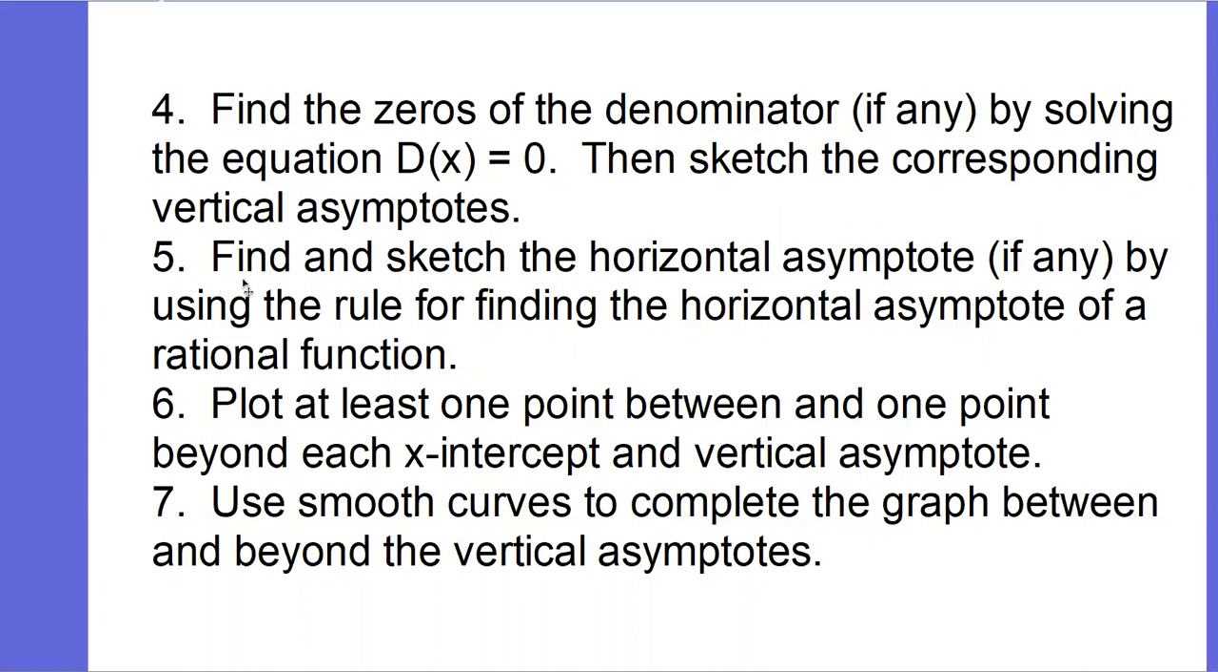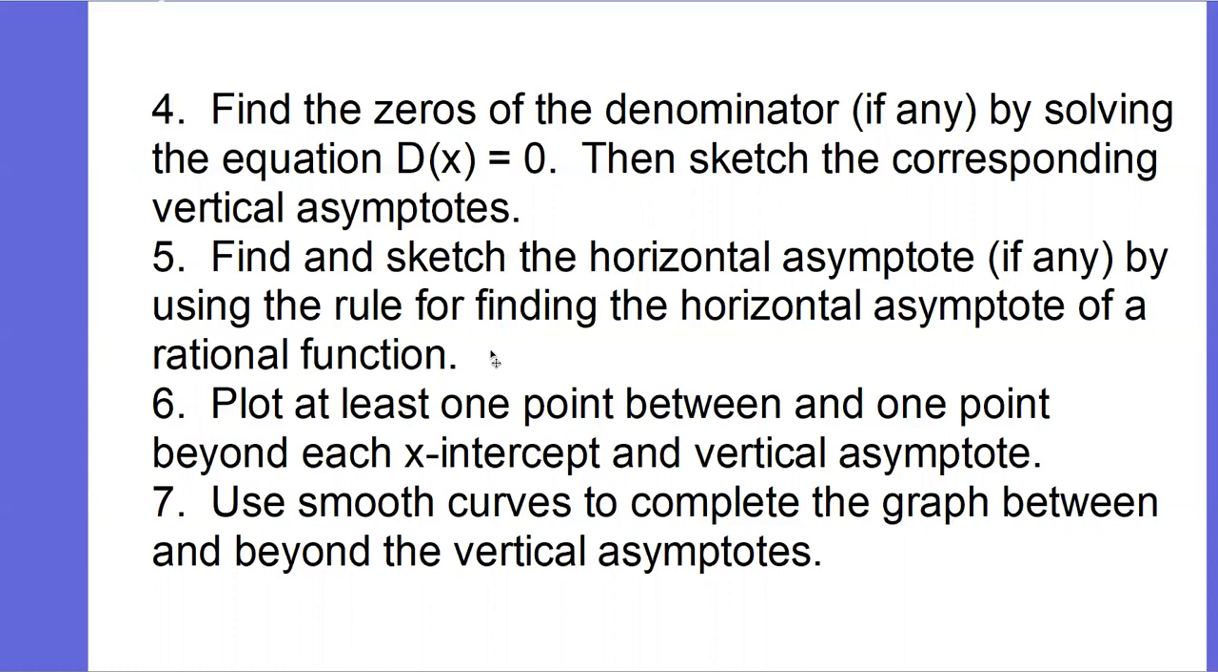Step 5, find and sketch the horizontal asymptote, if any, by using the rule for finding the horizontal asymptote of a rational function. Remember that when you're dealing with horizontal asymptotes, you're essentially looking at the degree of the numerator and the degree of the denominator. Remember, there's 3 different cases.